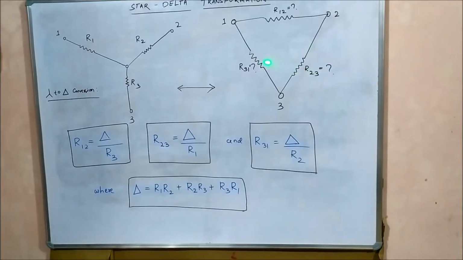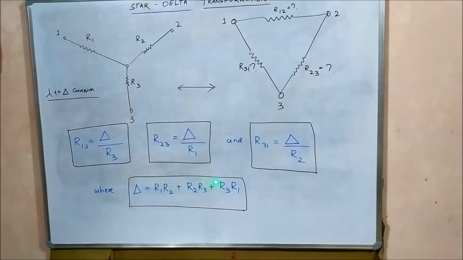So the conversion formula is something like this. The resistance value R12, which is connected in between points 1 and 2, is equal to delta by R3, where delta is R1 R2 plus R2 R3 plus R3 R1.